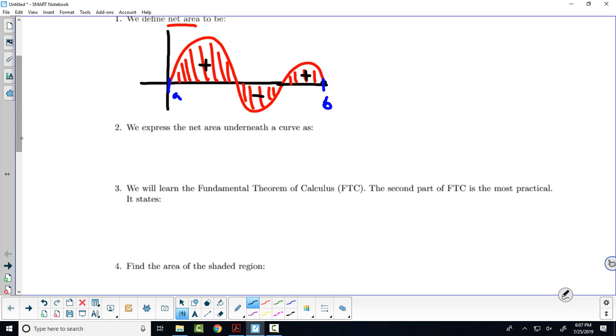We're actually going to define the net area underneath the curve in section 5.2, but for right now, let's just talk about how we're going to express it. So we're going to say that the net area is given by this symbol right here. I want you to first think of this as an entire symbol.